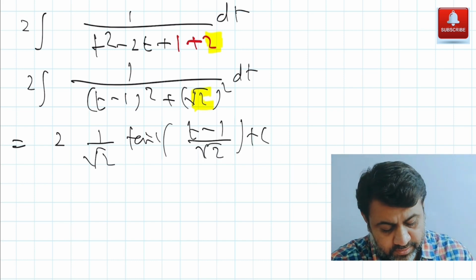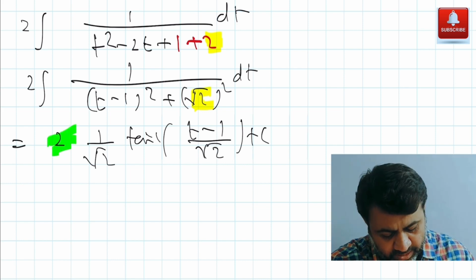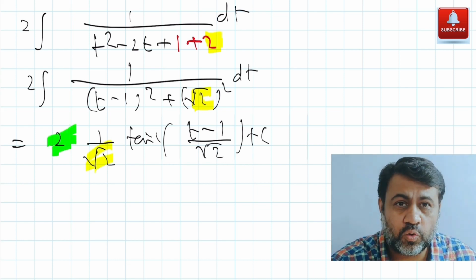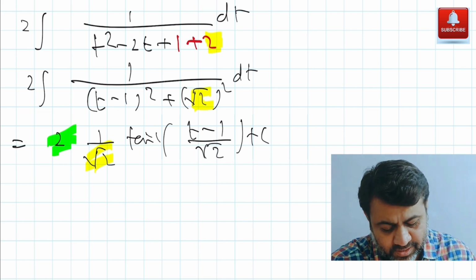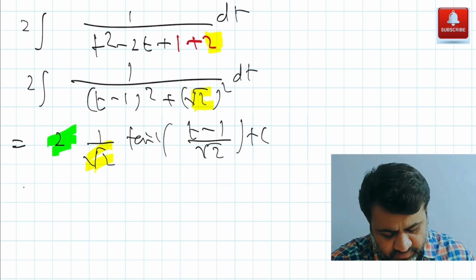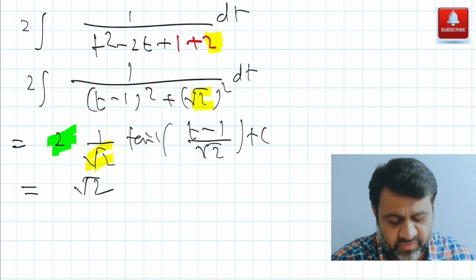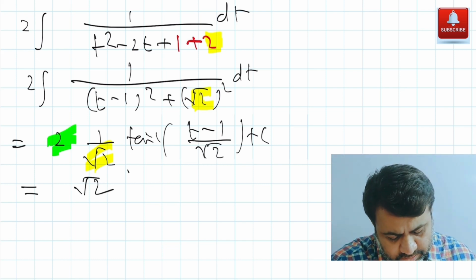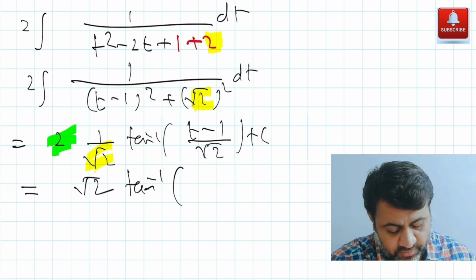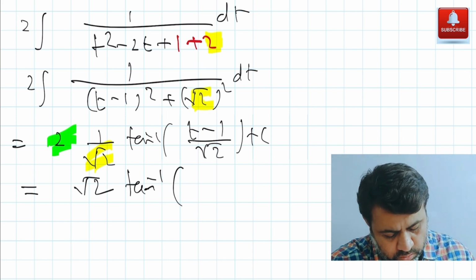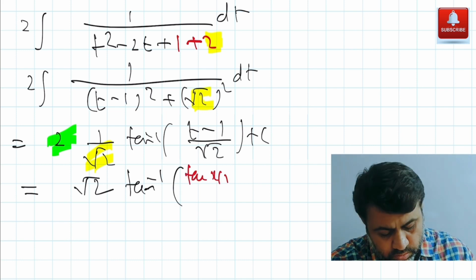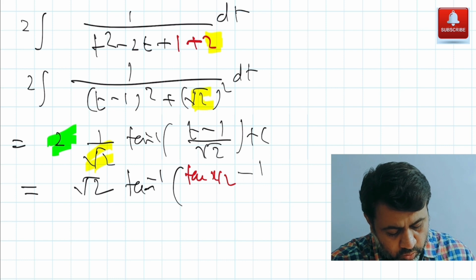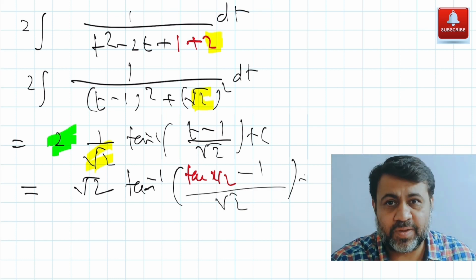Now can we cancel this 2 and this root 2? Observe that 2 can always be written as root 2 into root 2, right? So one of the root 2 will get cancelled. So what we get in the numerator is we just get root 2, right? 2 by root 2 is simplified. Tan inverse t, the value of t was tan x by 2, minus 1 upon root 2 plus c, and that's my answer.